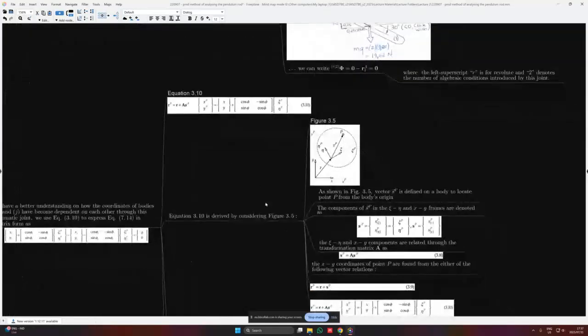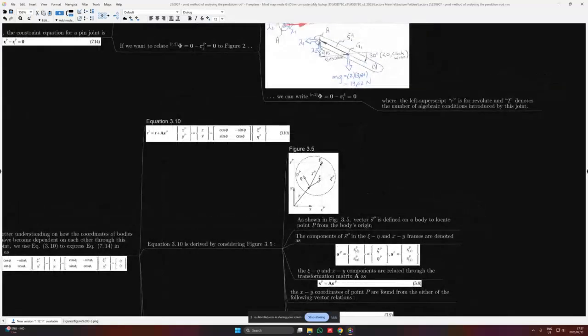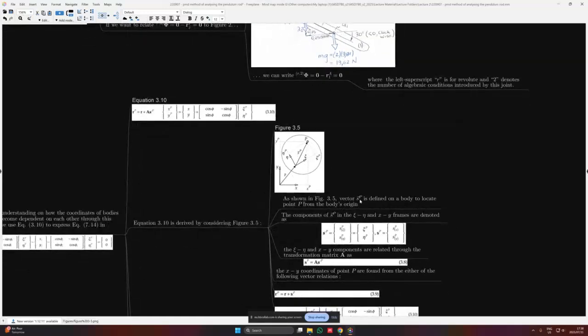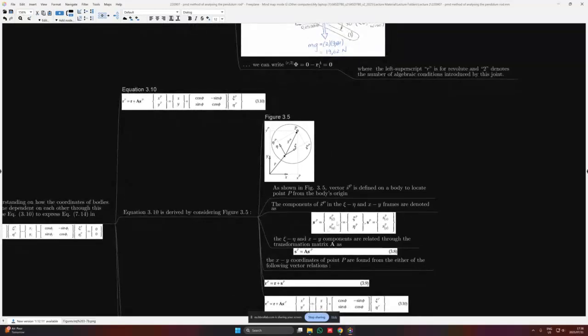What do we mean by this when we consider figure 3.5? So RP, we said, is constructed over here from the origin of the global coordinate system to point P. And this must be equal to this R vector plus this SP vector that I have over here. Now, as shown in figure 3.5, vector SP is defined on a body to locate point P from the body's origin, so from the local coordinate system's origin. The components of SP in the xi eta and xy frames are denoted as follows.